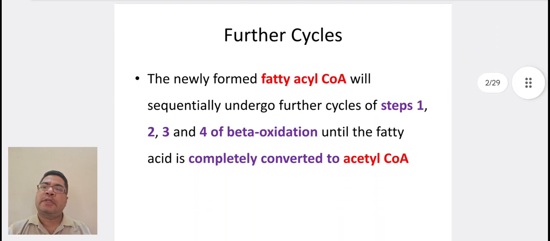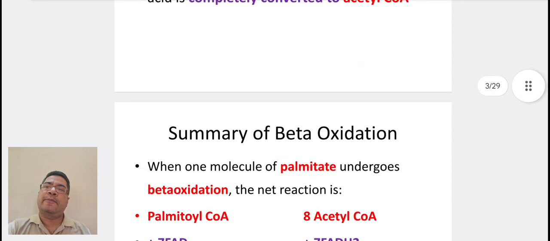Good morning everyone. Let us begin the topic. Further cycles. The newly formed fatty acyl CoA will sequentially undergo further cycles of step 1, 2, 3 and 4 of beta oxidation until the fatty acid is completely converted to acetyl CoA.